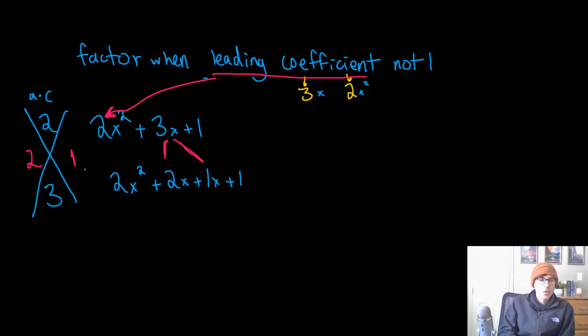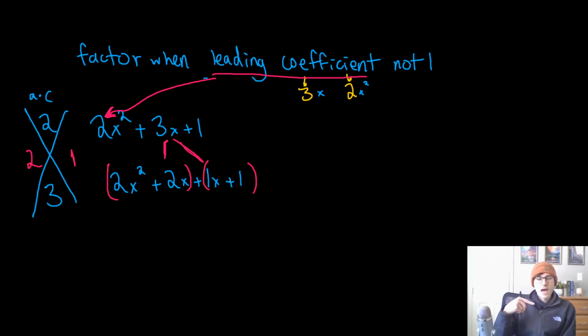Now, why did I do that? Well, because I knew that these multiplied to 2 and added to 3. That means that I'm going to have a common factor both here and here. Right? So I'm not multiplying these. I'm just trying to show you that I'm grouping these up. So maybe it would be better if I had the plus sign right there. Just grouping these up. 2x squared plus 2x plus 1x plus 1.